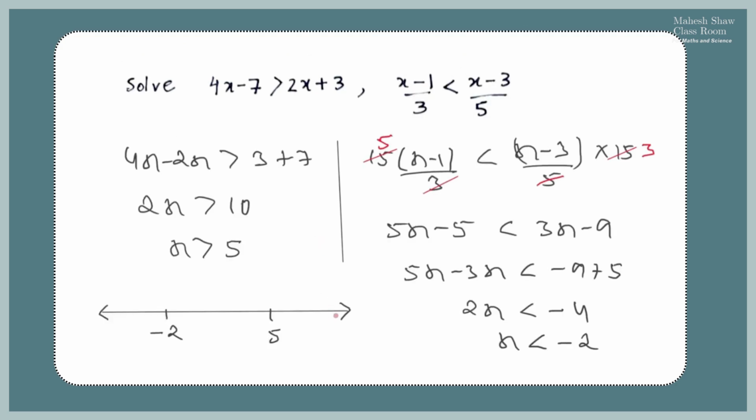Now what you can observe here is the first inequality, that is x greater than 5, and the second inequality, which is x less than negative 2. We can see there is no value of x that can satisfy both the conditions simultaneously, as there is no overlap between x greater than 5 and the other, x less than negative 2. So therefore, there is no solution for this system of inequalities.